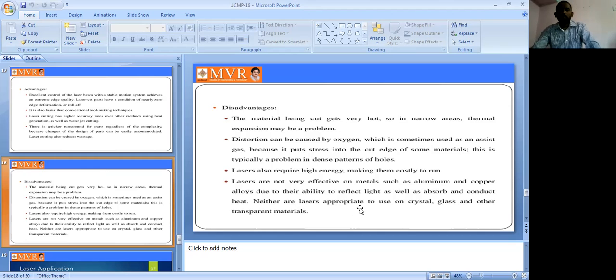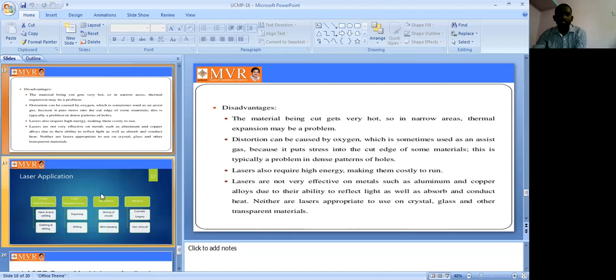Lasers also require high energy, so the laser beam machining machine needs high energy consumption. Next, lasers are not very effective on some metals, such as aluminum and copper alloys. For these kinds of metals, we cannot see very effective work.